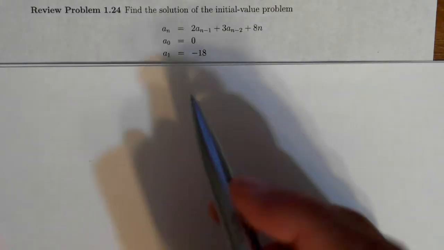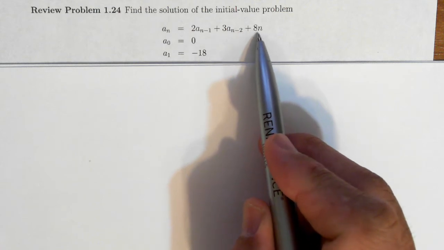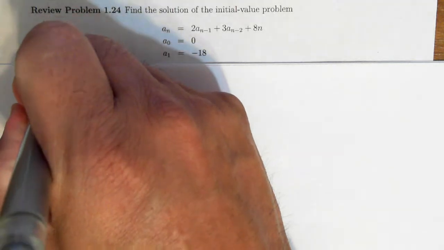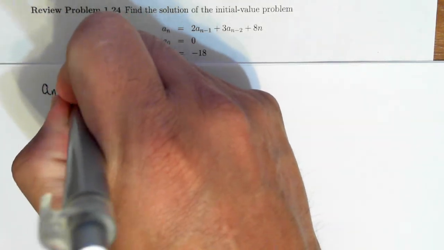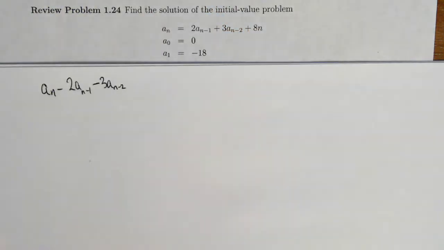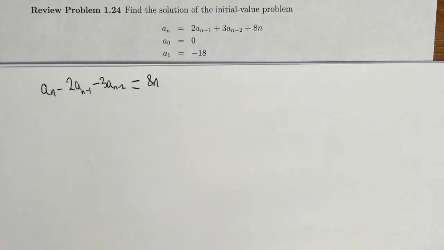Okay, in this problem we have a second order linear recurrence relation, but this time it is non-homogeneous, because if I were to write this as a sub n minus 2 a sub n minus 1 minus 3 a sub n minus 2, getting all the terms of the sequence on one side, the right-hand side is not equal to 0. It is linear in terms of the index n. So this is a non-homogeneous recurrence relation.